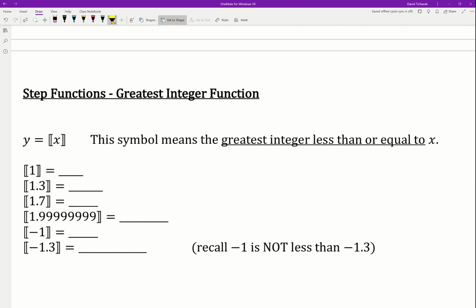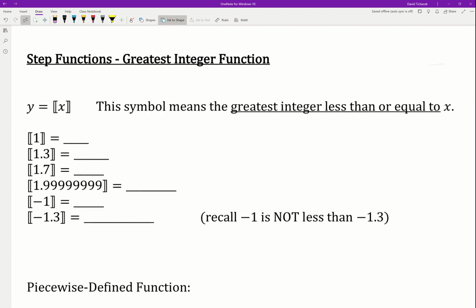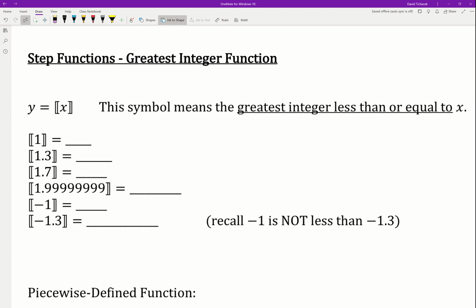Let's go ahead and get a better feel for this greatest integer function here, right? So again, this might be a new symbol for you, this double bar bracket symbol, but what this means is simply what it states right here. It says this symbol means the greatest integer less than or equal to the number inside, okay? And so this is the trick to figuring out what the outputs are going to be depending on what the inputs are in between the brackets.